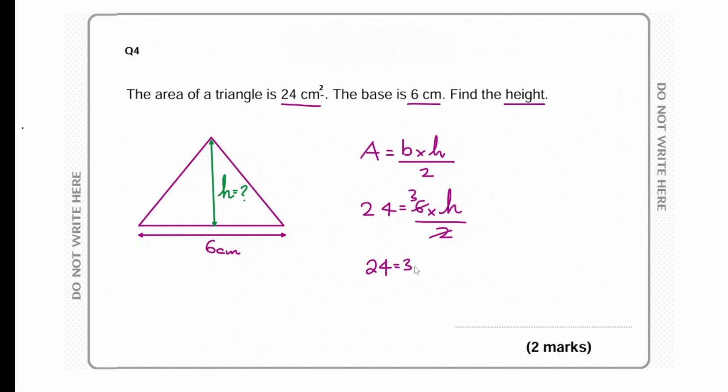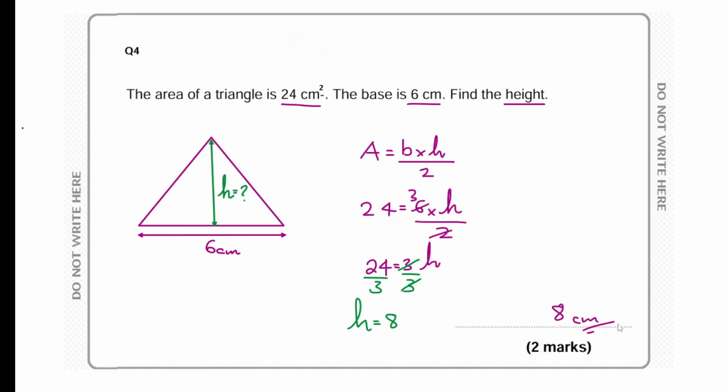So I need to divide both sides by 3. And these 2 3's get cancelled out. So I can see the height is 24 divided by 3 is 8. So the final answer is 8 centimeters.